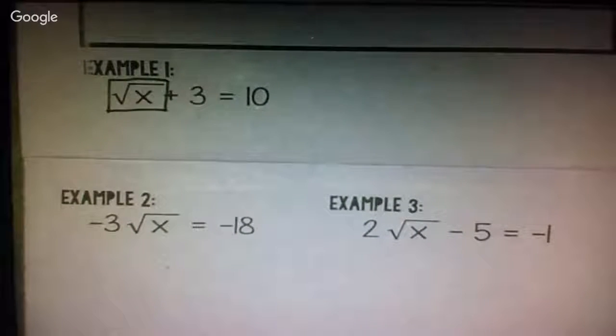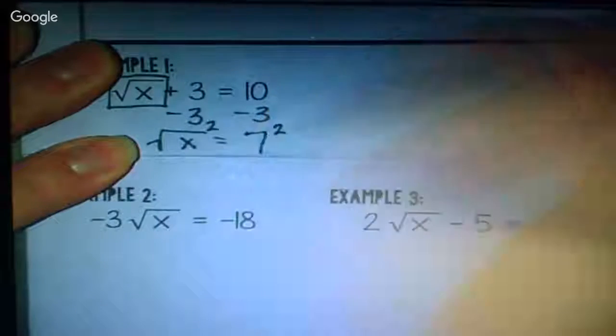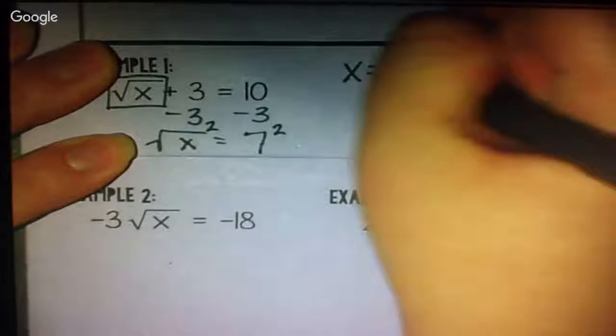That means I need to get rid of everything outside of it first. So, what's outside of my radical? A positive 3. How do I get rid of a positive 3? By subtracting it. We have to throw it to the other side. So we subtract. Square root of x then is equal to 7. I need to get x by itself. So what's the opposite of taking the square root? Squaring it. So if I square this side and square that side, I get x equals 49.